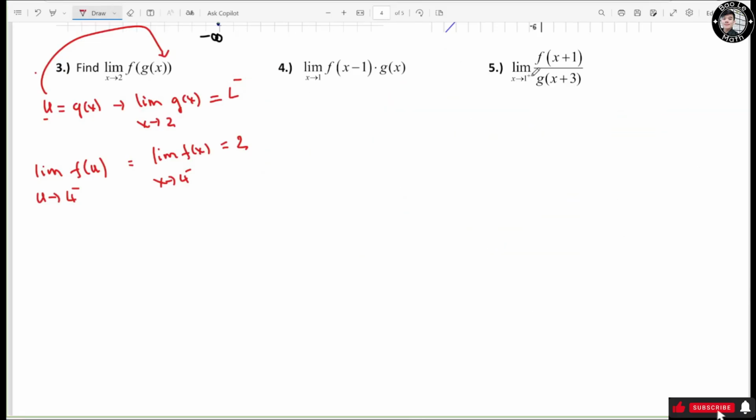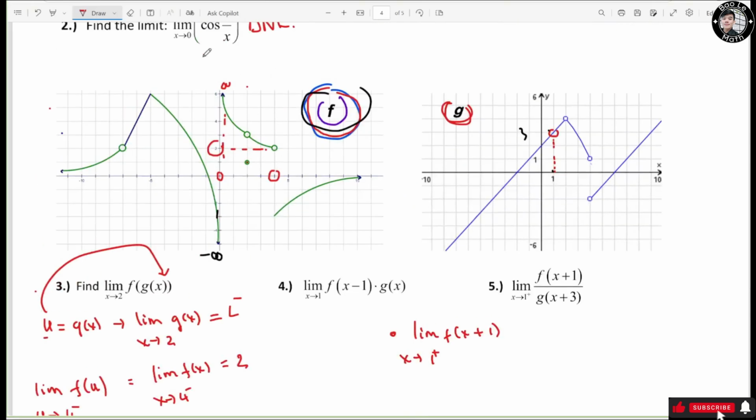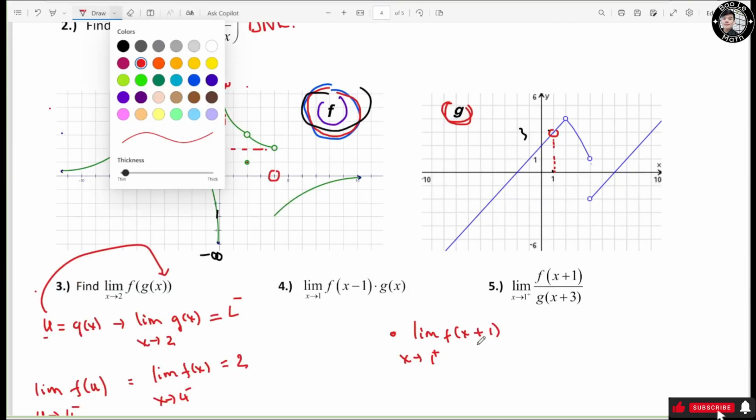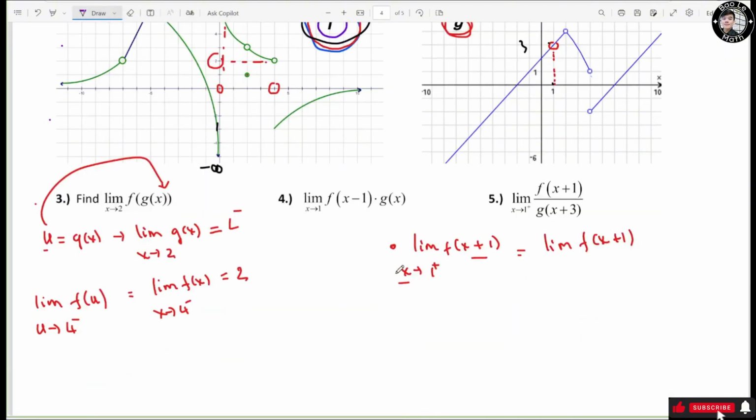Now let's move on to question 5. Limit of f of s plus 1 over g of s plus 3 when s approaches 1, right? So we just separate these two guys, right? So first I need to find the limit of the function f of s plus 1 when s approaches 1 plus, right? Now in order to use the graph right here, you need to make this guy and this guy the same, right? So I have limit of f of s plus 1. Now I'm going to add 1 to both sides, right? So I have s plus 1 approaches 2 plus, right?